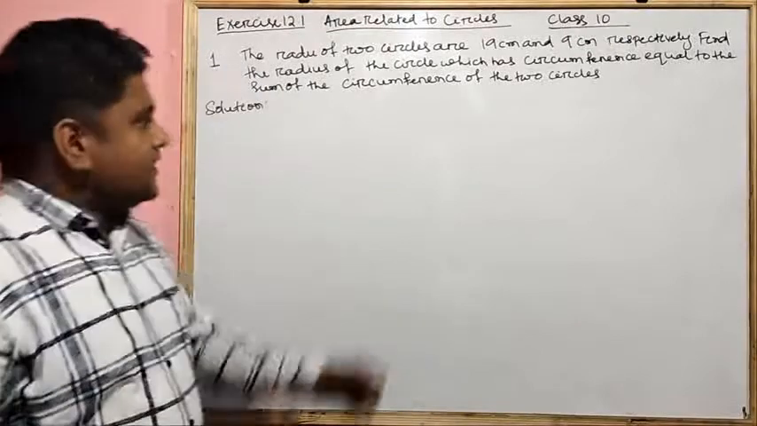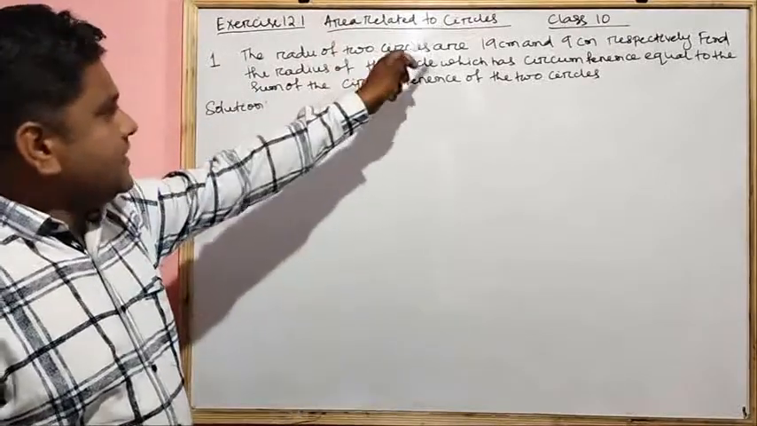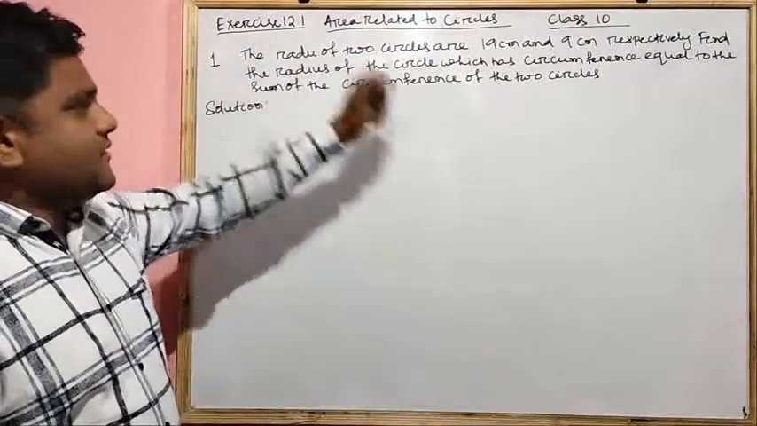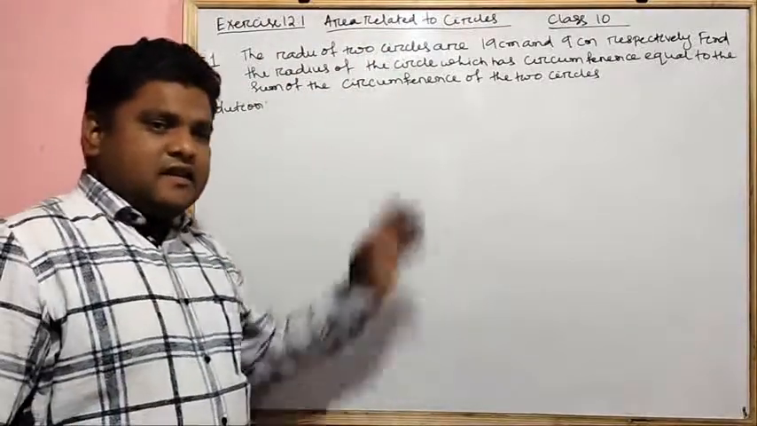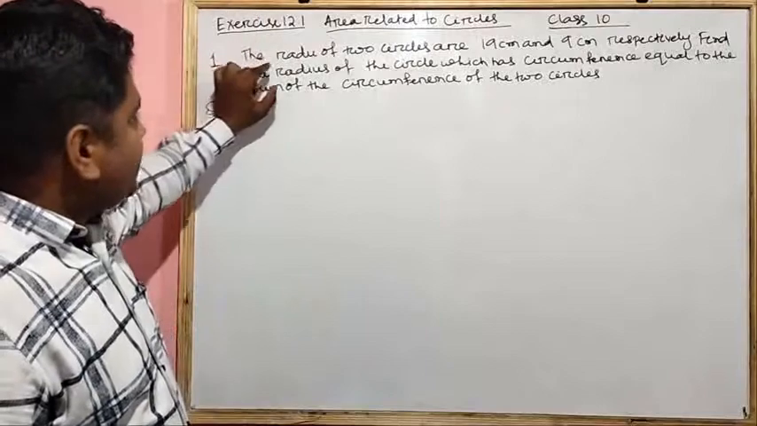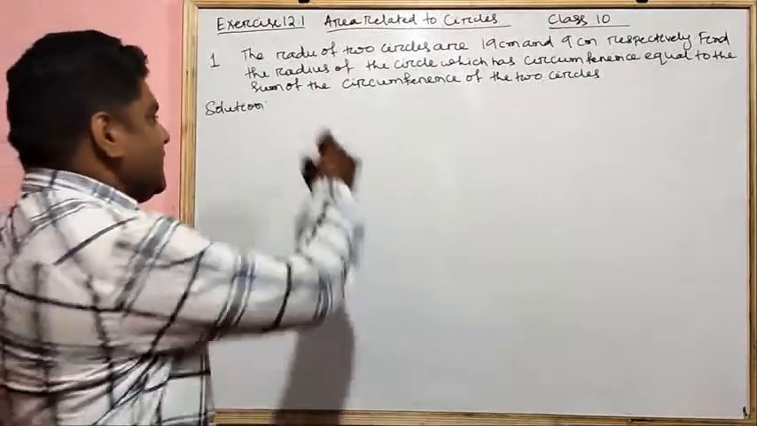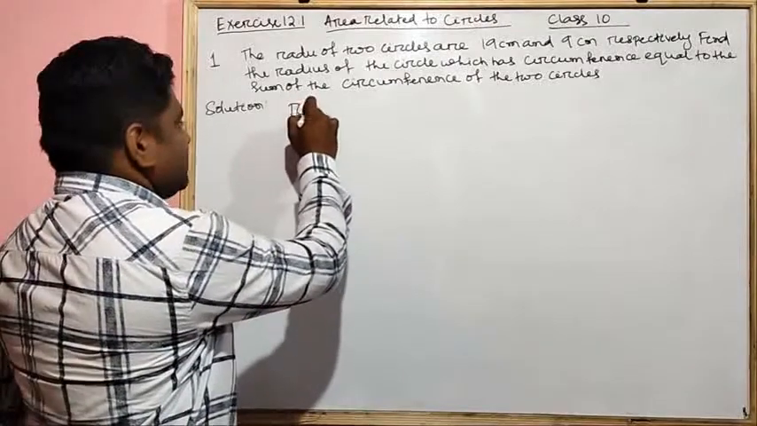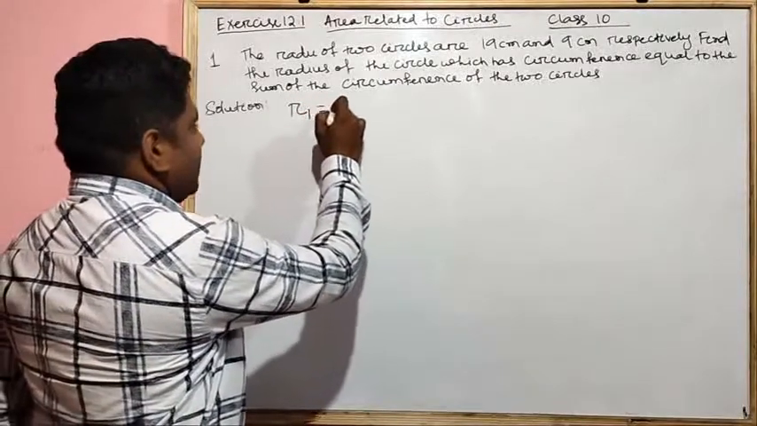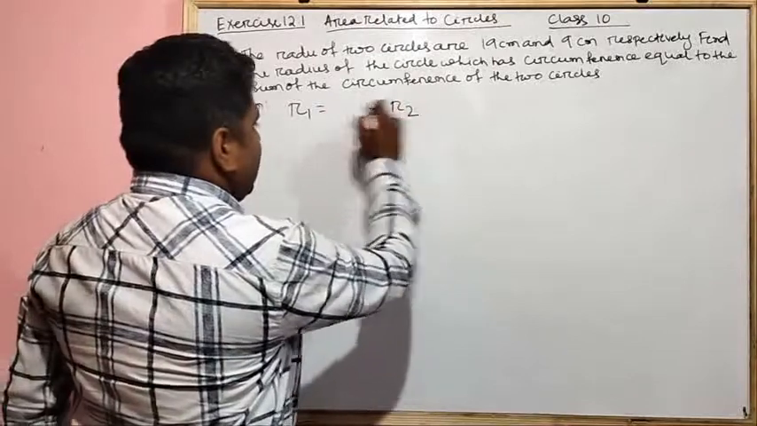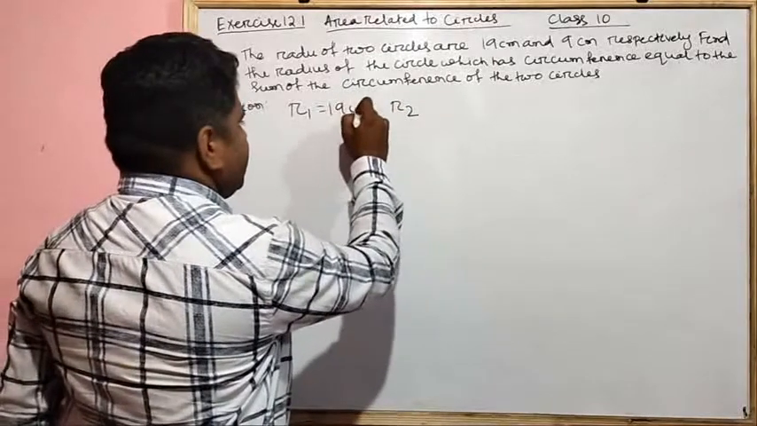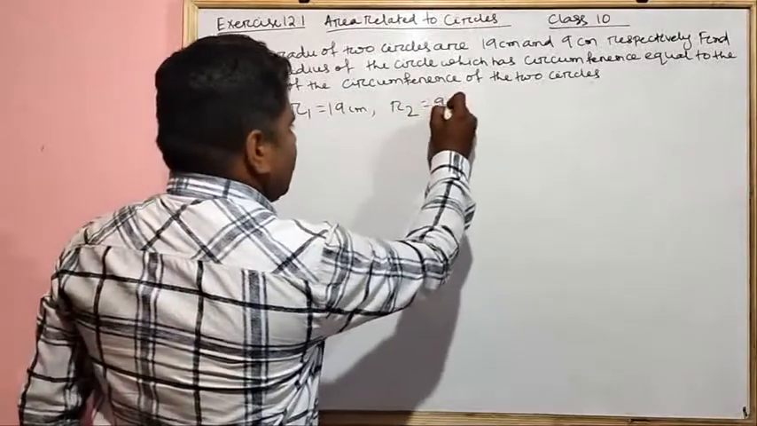Today we will take area related to circle, that is chapter 12 of class 10. Let's start exercise 12.1. Number 1: the radii of two circles are 19 cm and 9 cm. So let's take radii of two circles. Let it be R1 and R2. Let R1 equal to 19 cm and R2 equal to 9 cm.